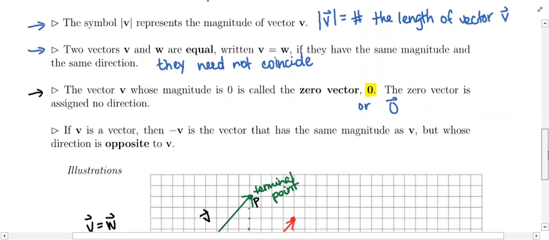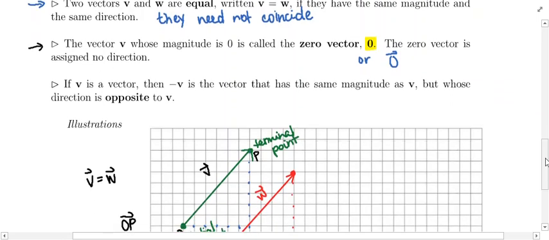All right, last thing on this page, it says if v is a vector, then negative v is the vector that has the same magnitude as vector v, but whose direction is opposite to v. So if you see any kind of vector, and like it says here, vector v, and then you see negative v, this is called the opposite vector. Basically it's going to have the same size, but it's going to have the opposite direction. So let me write that down. It's going to have the same size or length or magnitude, same length, but opposite direction.